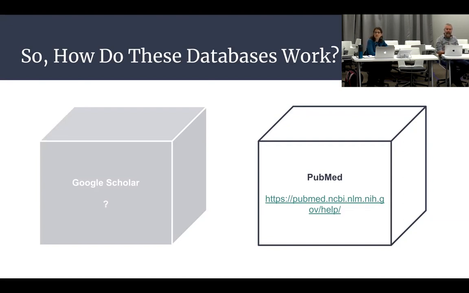But in contrast to something like Google Scholar, PubMed has ranking algorithms. You want to know how it works? They published a paper on it. You can read the paper. You can read the technical documentation. You want to know what's indexed in it. They will provide you with a list of all the journals that they cover.